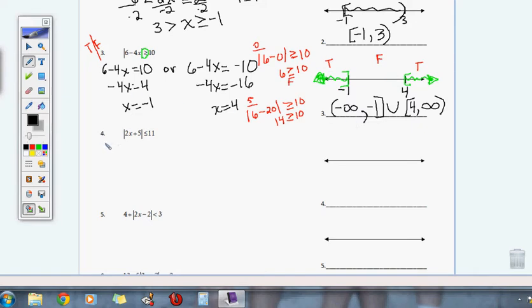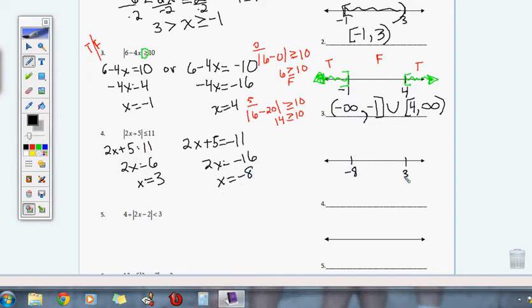Okay, likewise, number 4, going to move a little quicker now. So now we have 2x plus 5 equals 11, or 2x plus 5 equals negative 11. And we're going to solve: 2x equals 6, we're going to get our one boundary point of 3. And then 2x equals negative 16, we'll get our boundary point of negative 8. So we want to put our negative 8 on the left and the 3 on the right.